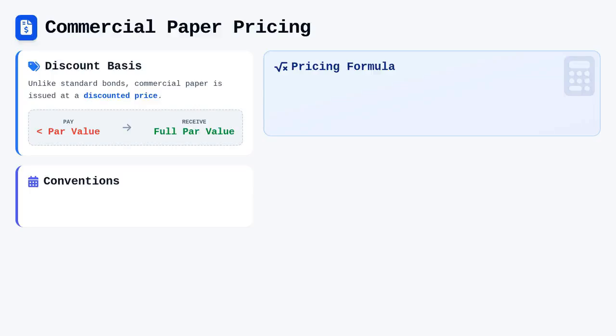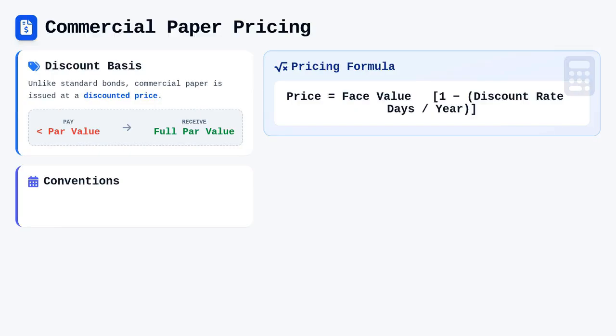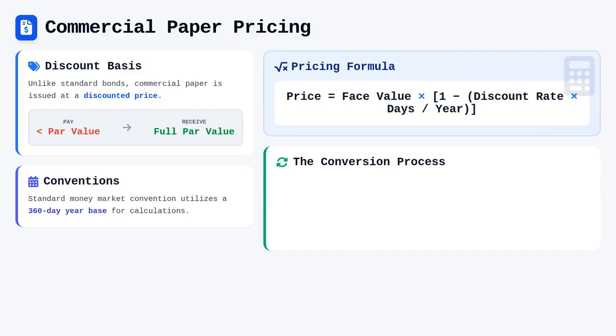To calculate the price of a commercial paper instrument, we use the formula where the price equals the face value multiplied by the result of 1 minus the product of the discount rate and the term in days divided by the year base. This year base is frequently 360 days, following standard money market conventions, although local variations exist.